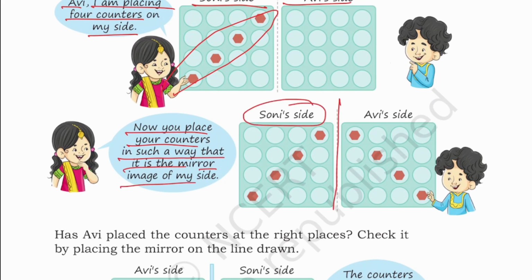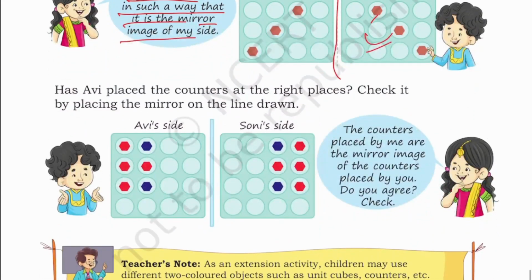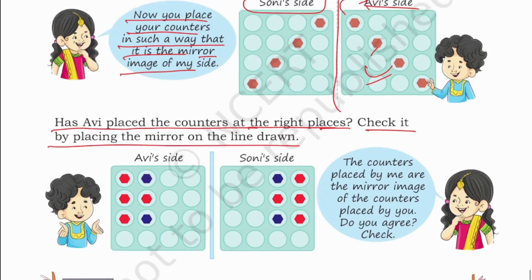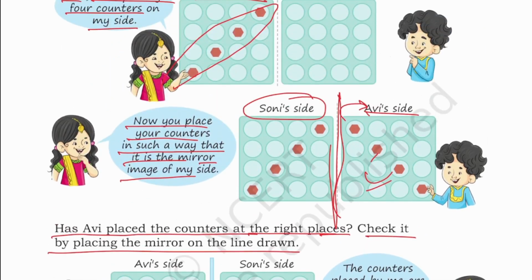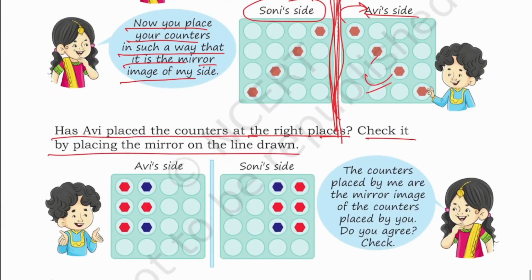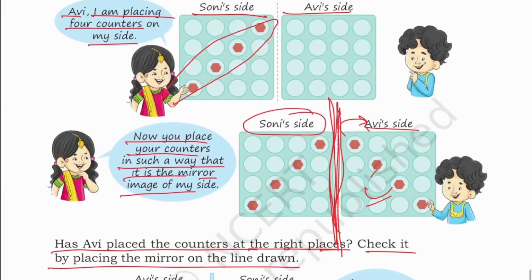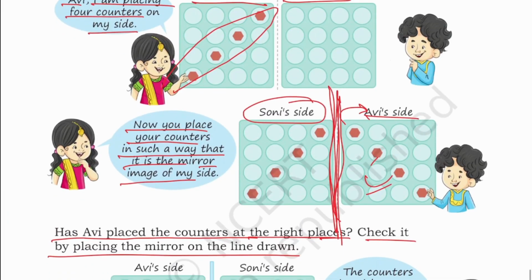The mirror image of Sony's side is Avi's side. Avi places the counters like this. Has Avi placed the counters at the right places? Check it by placing the mirror on the line drawn. You can place a mirror on this line to check whether the counters are a mirror image, or whether they superimpose on Sony's image if we fold.